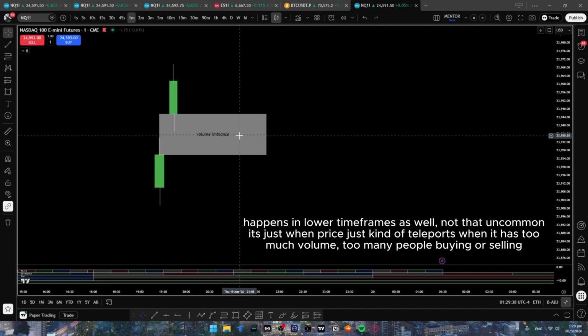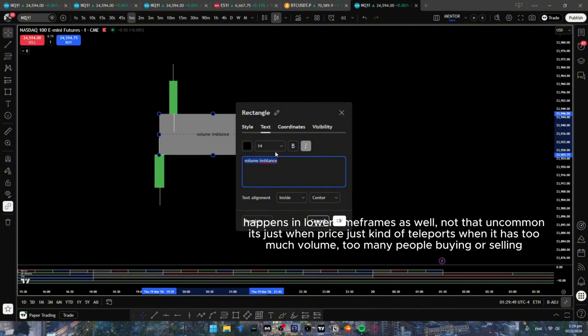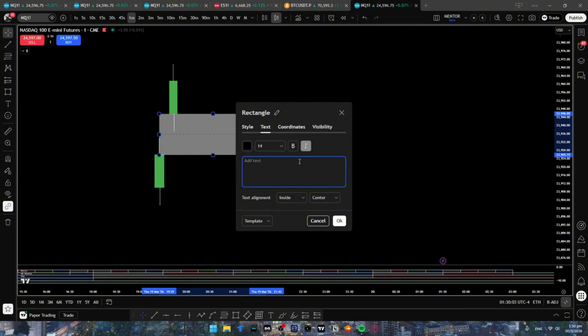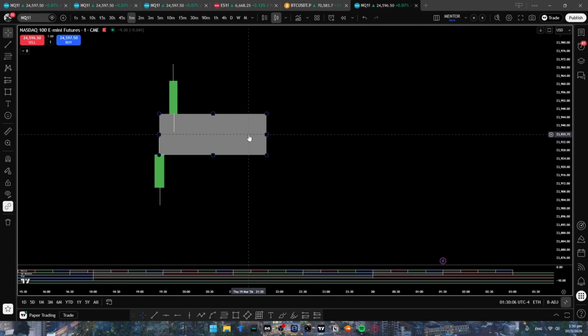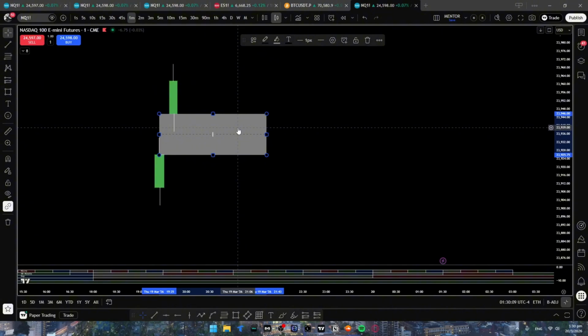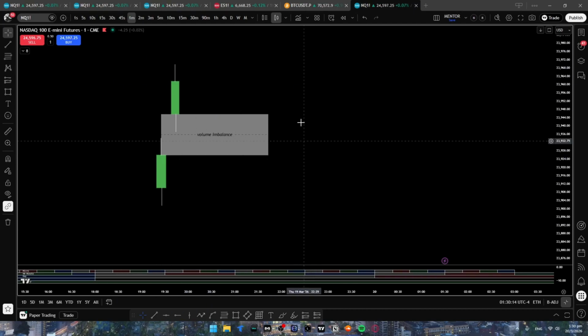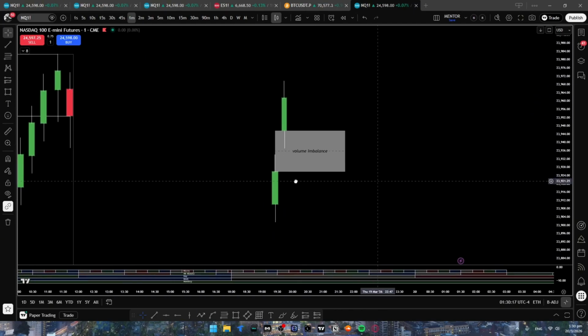What happens when the market opens next week? A ton of orders just get accepted and it would just fly. It would just make a huge gap. This is what we call a new week opening gap, or there's a ton of names for gaps, or new day opening gap, which is what we call NDOG. Just now it was NWOG, new week opening gap. And of course, usually we just call this a volume imbalance, right? So that's for gaps that can happen.